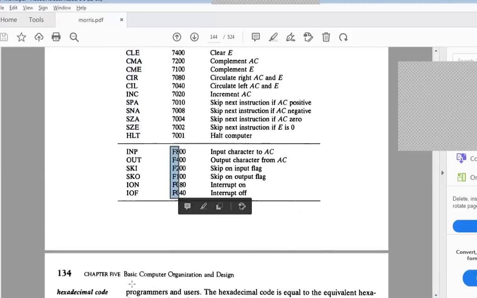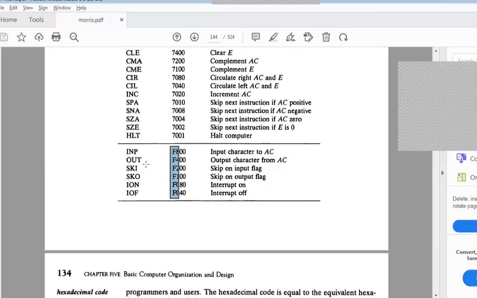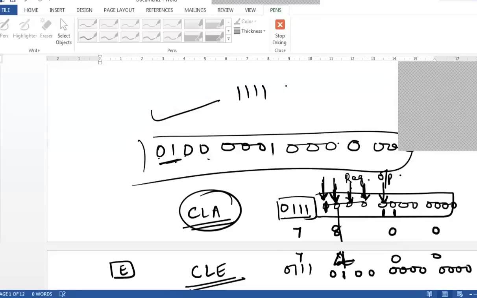The first group of the first hexadecimal value is F. Why? Because all the first 4 bits, that is the most significant 4 bits, are 1. Same logic: 1, 1, 1, 1. After that, in the next set of 4 bits, keep the first bit as 1 and the remaining all zeros.